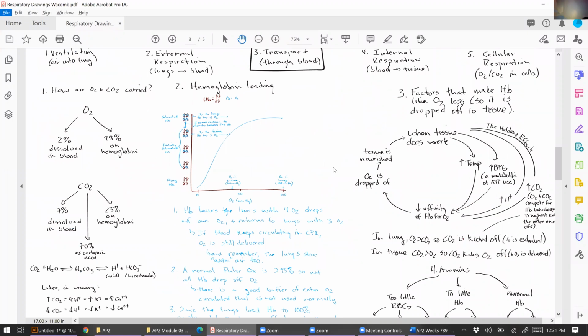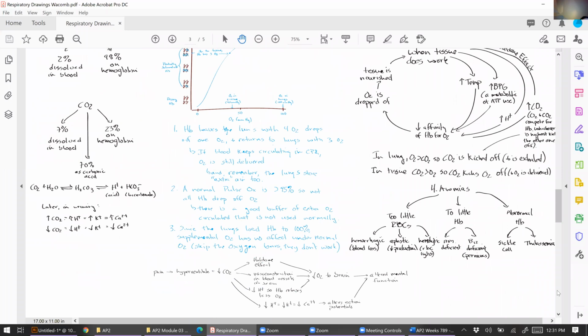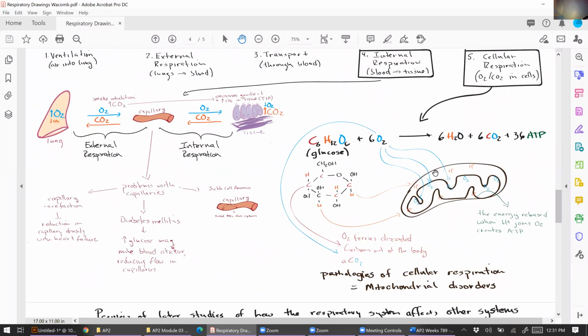Transports looks complex, but it's pretty easy, especially since we've already covered the anemias down here. And we'll cover, this one's pretty cool, how hemoglobin knows how to drop off oxygen at tissue that needs oxygen. And then the last two drawings, internal and cellular, are fairly simple. I mean, internal and external is drawn here. And so we'll draw that Wednesday before class. But I think we've probably drawn enough for today.